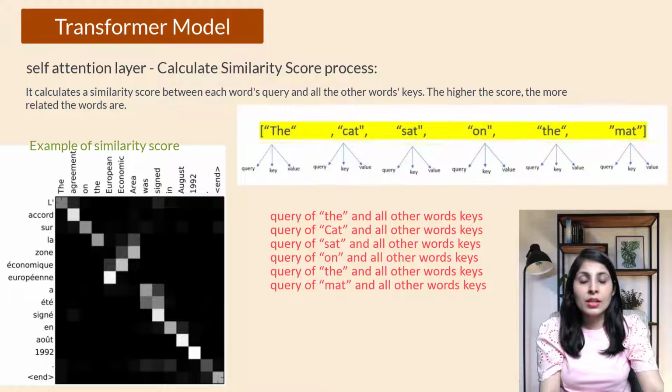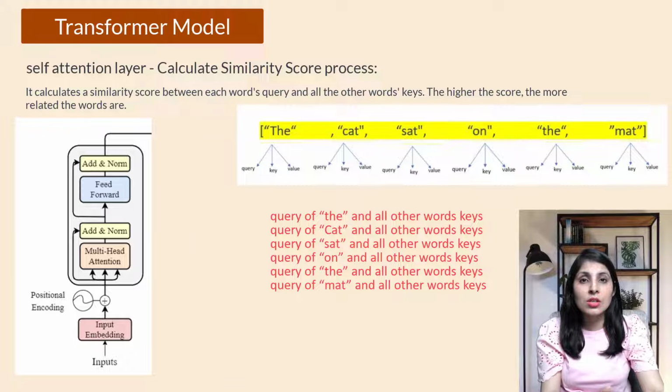These similarity scores are then used to determine how much attention each word should give to other words in the sentence. The words with the higher scores will get more attention. And then finally, the self-attention layer combines the values of related words based on their attention weights. It creates a new representation for each word by considering the meaning of the related words. By going through this process for every word in the sentence, the self-attention layer helps the model understand the relationship and dependencies between the words.